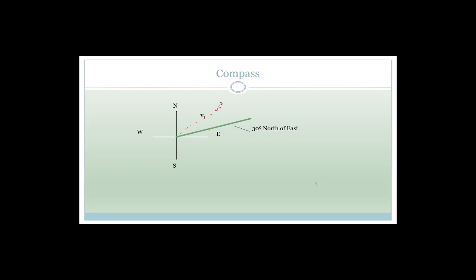Okay, so in this case, this is 30 degrees north of east. But you could get away with calling it 60 degrees east of north.